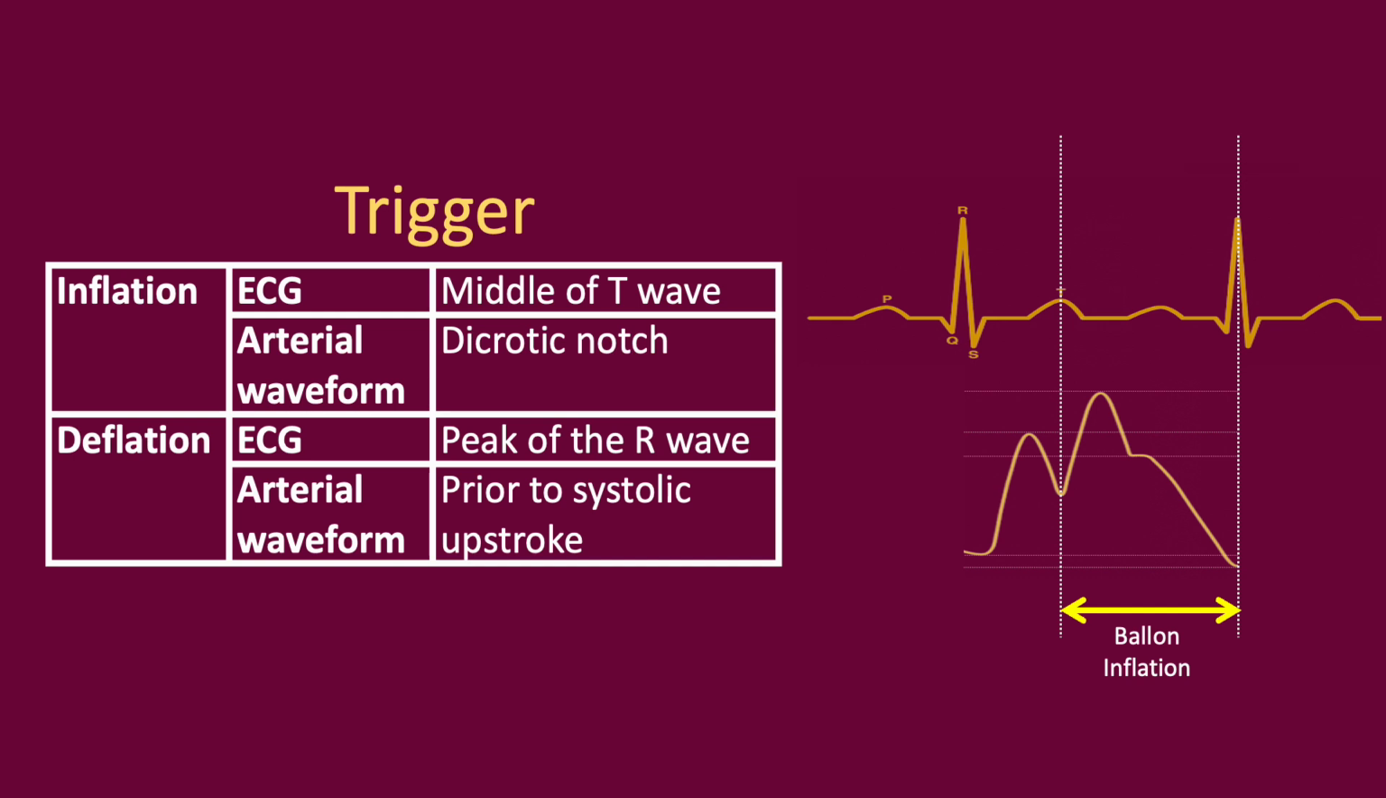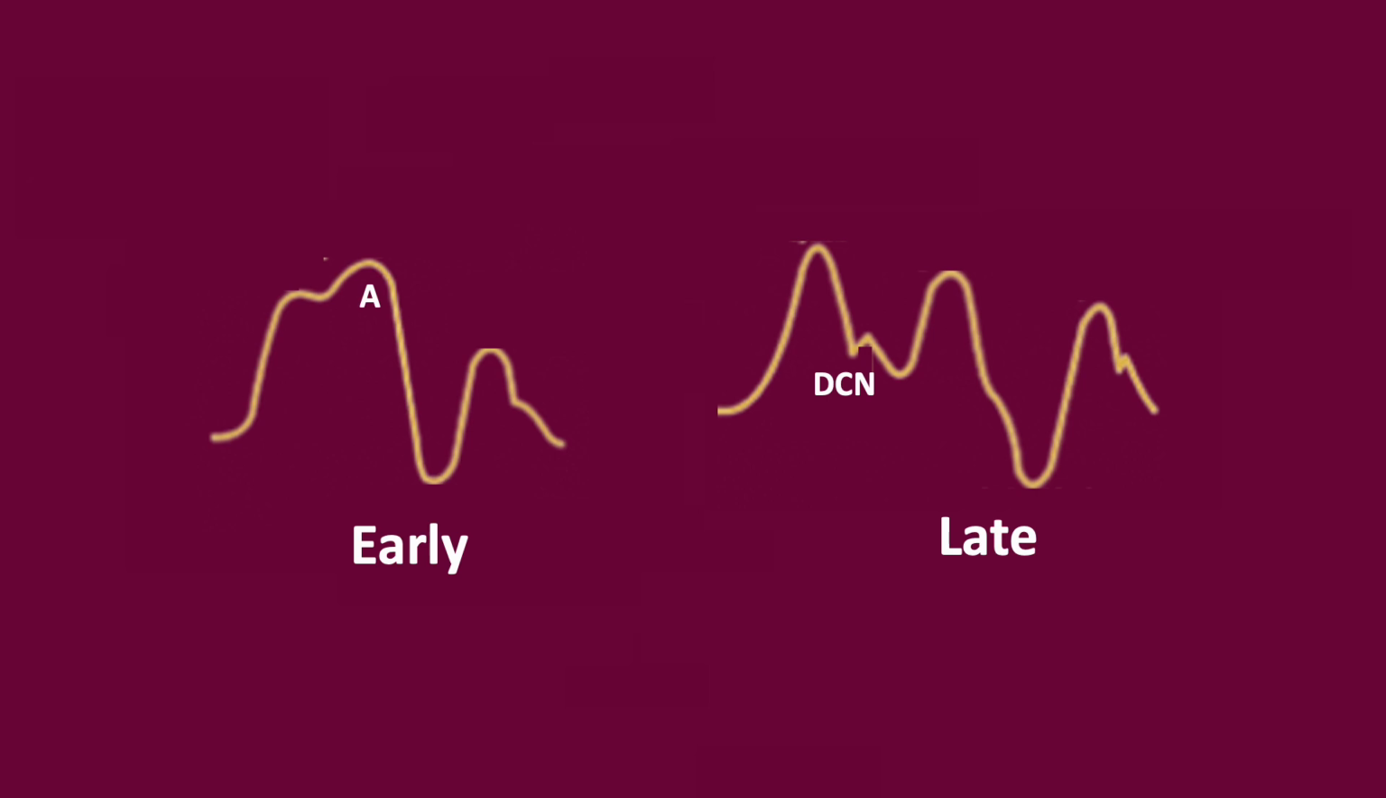The intra-aortic balloon pump identifies the middle of the T wave or the dicrotic notch on the arterial waveform corresponding to diastole, and this triggers inflation. Conversely, the R wave on the ECG, just before the systolic upstroke, corresponds to the opening of the aortic valve, relating to the onset of systole and thus triggering deflation of the balloon pump. Inflation of the balloon pump too early or late will affect the arterial waveform. Too early, you can see there's a peak before the dicrotic notch, and too late, it's after the dicrotic notch.